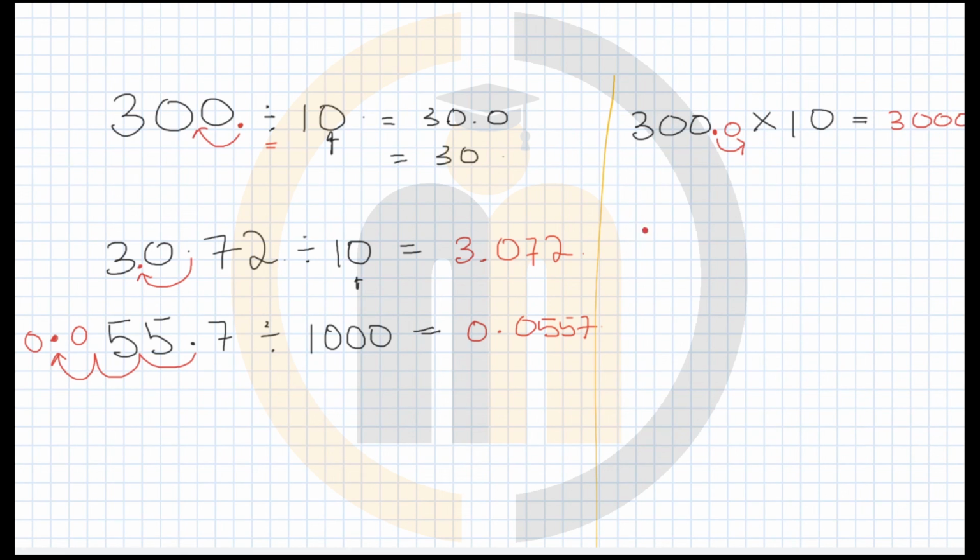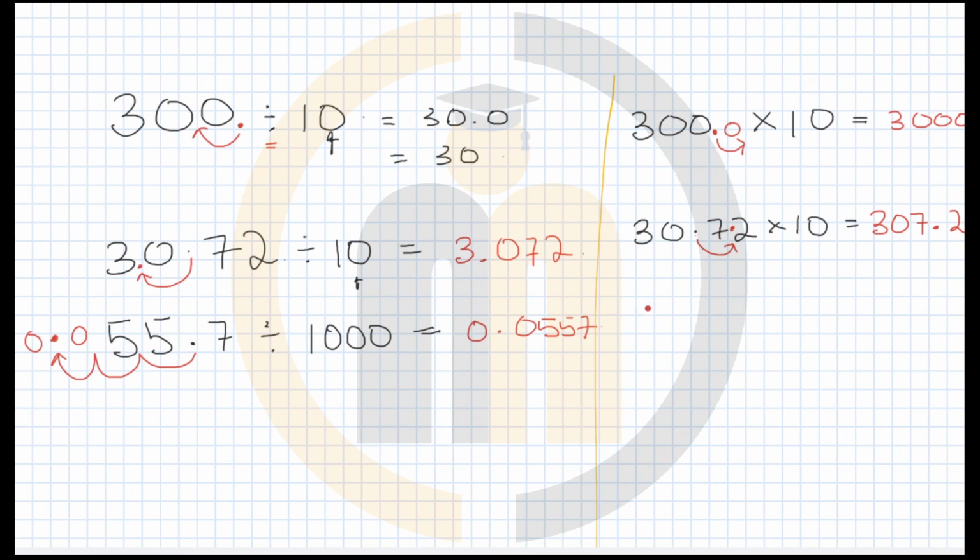Okay, now let's do the next two numbers similarly. Right, we have 30.72 times 10. Right, we have the decimal point. Okay, since it's times 10, which has only 1 zero, we only move it once to the right, and your answer here will be 307.2.